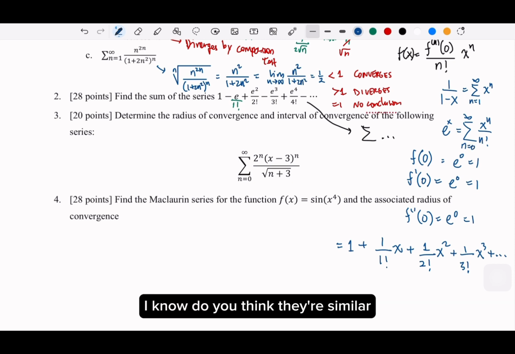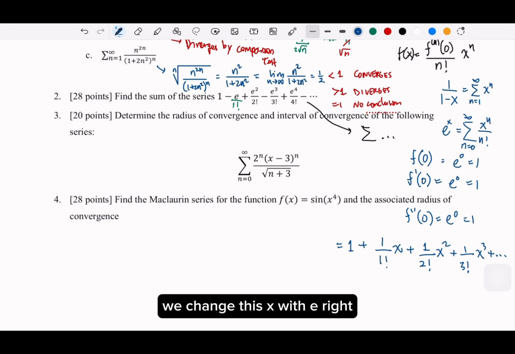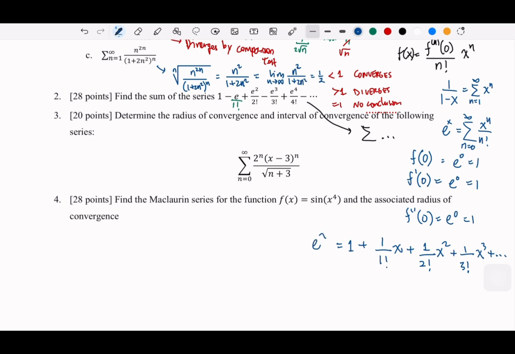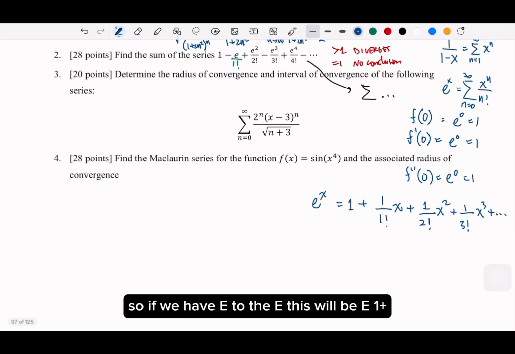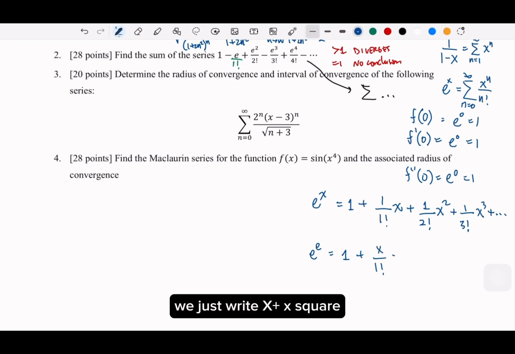And now, do you think they're similar? Similar, right? 1 factorial, 2 factorial, 3 factorial. We change this x with e, right? x squared, e squared, right? x cubed, e cubed. The same, right? So this is e to the x. So if we have e to the e, this will be e plus, let me just write, x plus x squared.